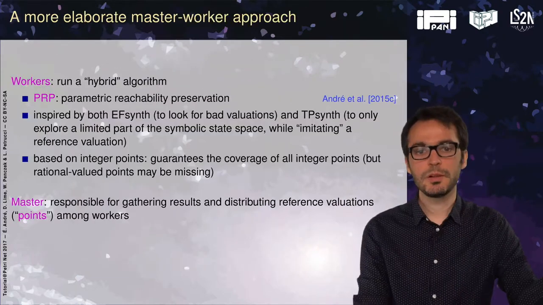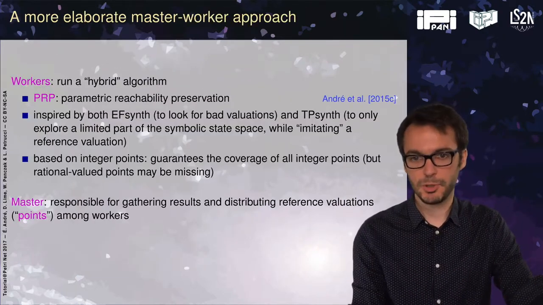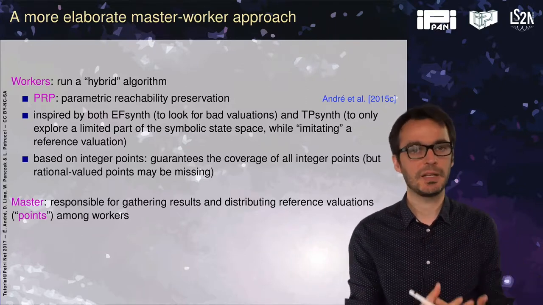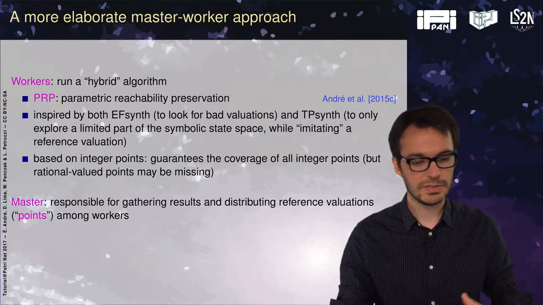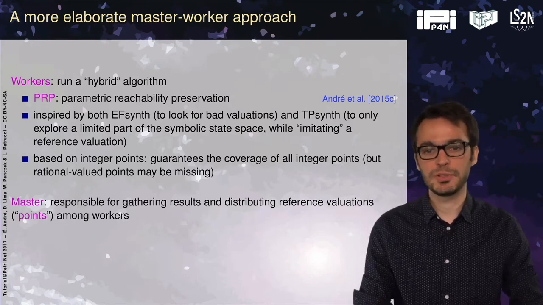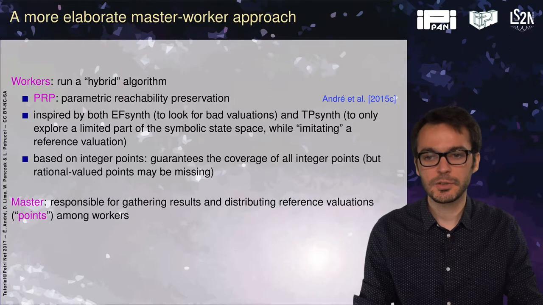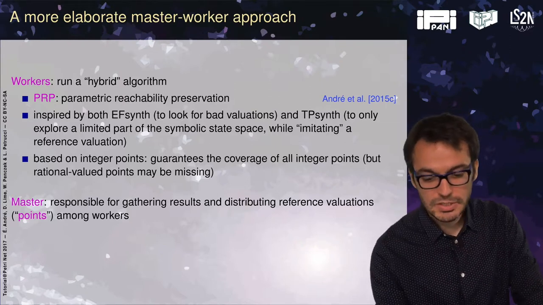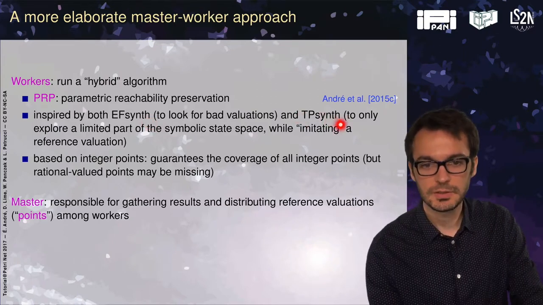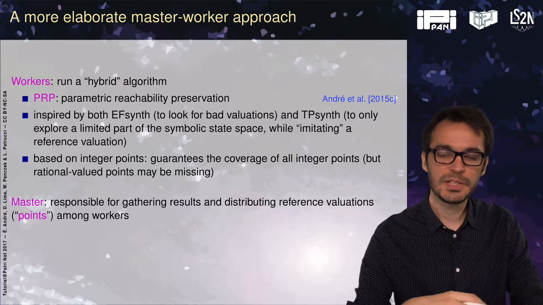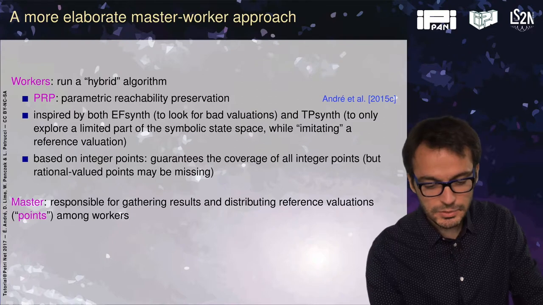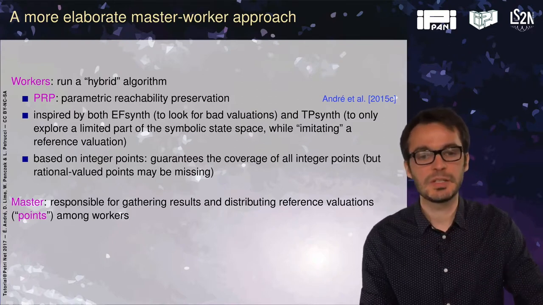So we will choose a more elaborate approach based on the master-worker paradigm. There will be a single master node that will be deciding what the workers will do. The workers will run a hybrid algorithm, hybrid in the sense that it looks like two existing algorithms. It looks like the reachability synthesis, EF-synthesis, and the trace preservation synthesis, to just explore a part of the state space that looks like a valuation that we know already. And this algorithm is called PRP, for Parametric Reachability Preservation.